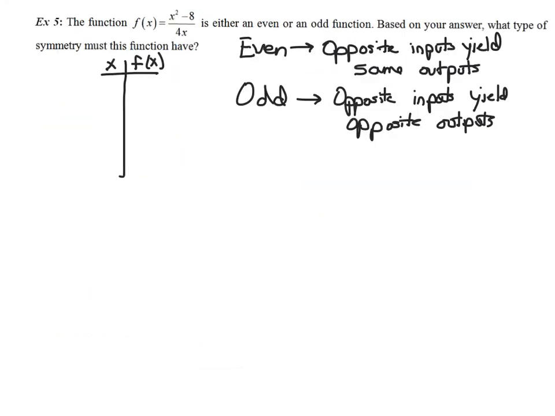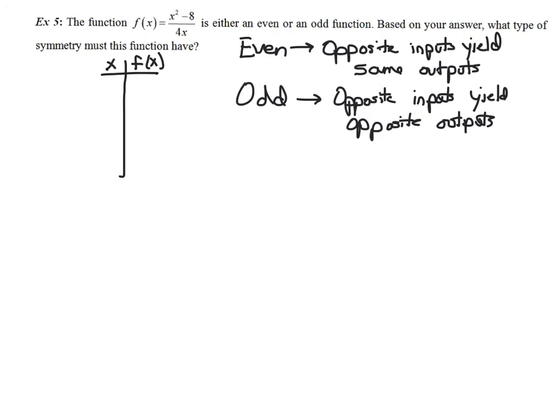In example 5, we're given the function f of x is equal to x squared minus 8 over 4x. And we're going to go back to an idea that we learned in our transformation unit. We want to know, is this function even or odd? And then what does that tell us about what type of symmetry this function must have?